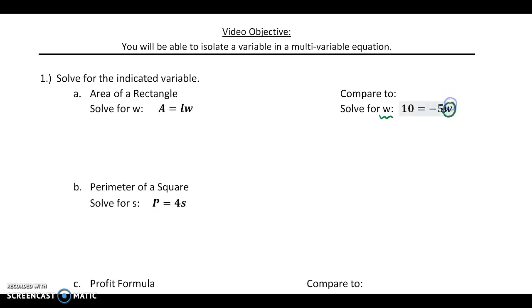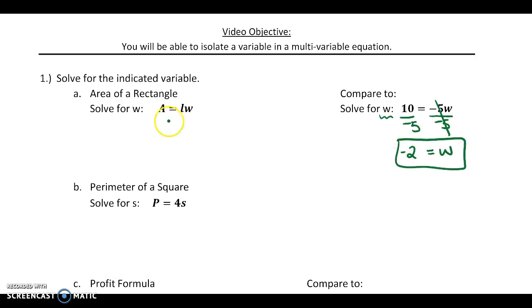So you want to get this w alone. That means you have to get rid of anything bothering the w, which is what's attached to it, a -5. So this is -5 times w. To undo multiplication, you would divide both sides by -5. Okay, because -5 divided by -5 is 1, so that cancels out. And 10 divided by -5 is -2. And then w is alone and you're done.